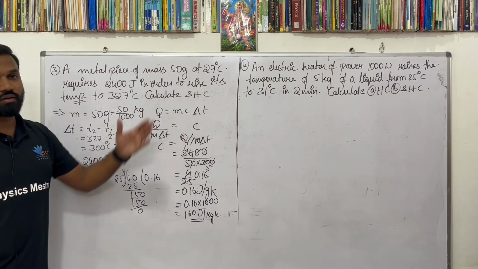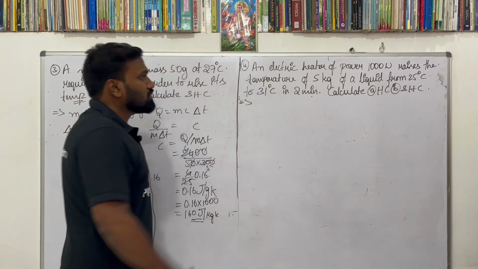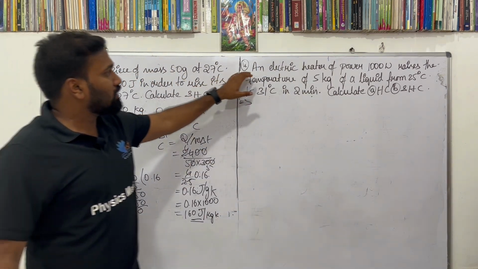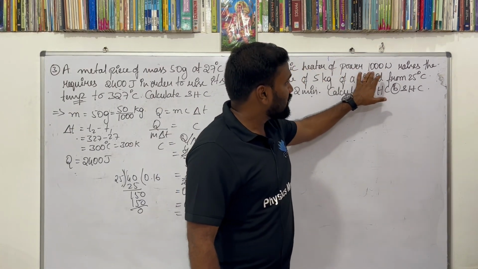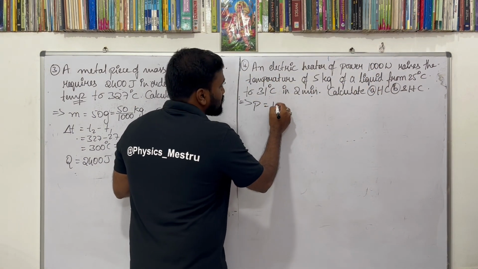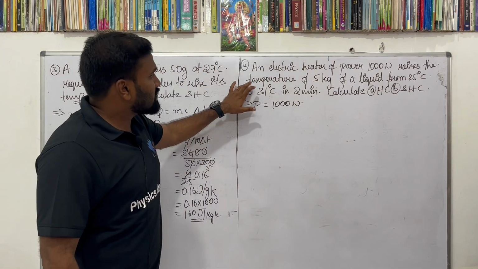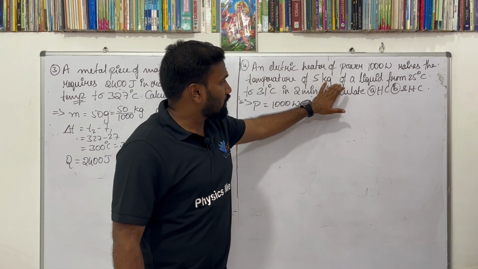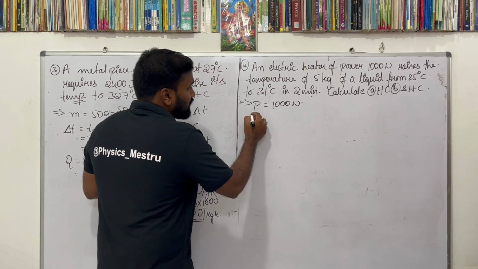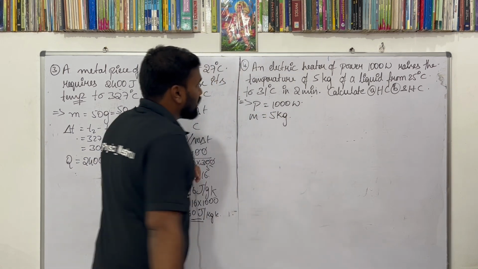Now let us move to the next, the fourth one. The fourth one is quite different from the previous questions. See here, they have given an electric heater of power. So they have given the quantity power. Let us write this one. Power is equal to how much? 1000 watts to raise the temperature of 5 kg of water. So what is the amount of liquid that we have? 5 kg. Mass is equal to 5 kg of a liquid.